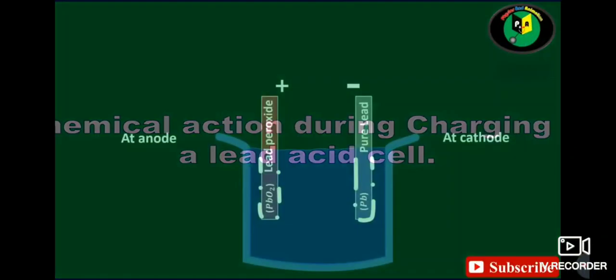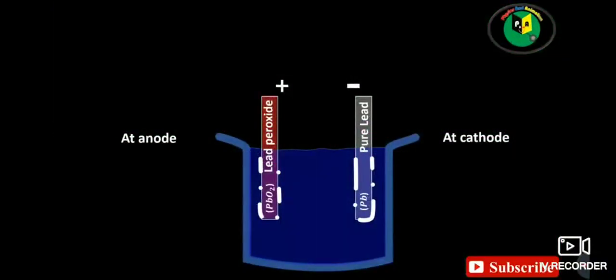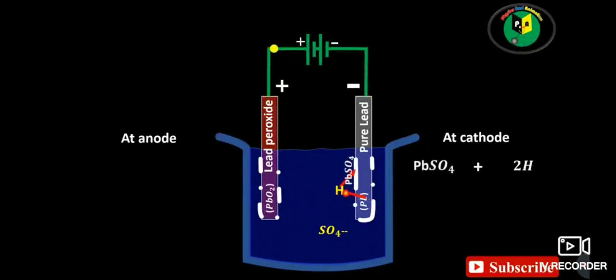Chemical action during charging of a lead acid cell. For charging, the anode and cathode are connected to the positive and the negative terminal of the DC supply. The molecules of the sulfuric acid break up into hydrogen and sulfate ions. The hydrogen ions, being positively charged, move toward the electrode connected with the negative terminal of the DC supply, and each hydrogen ion receives an electron from there and forms a hydrogen atom. The hydrogen atom reacts with the lead sulfate of the cathode, forming lead and sulfuric acid.